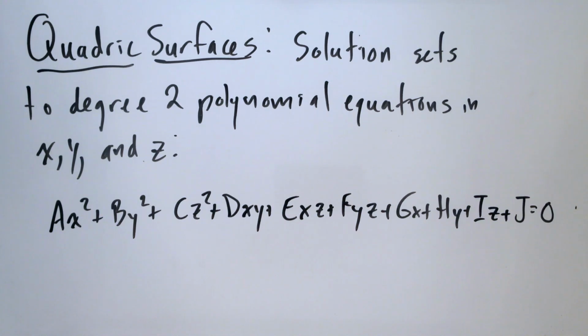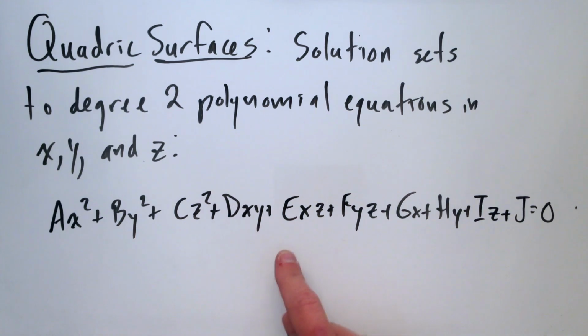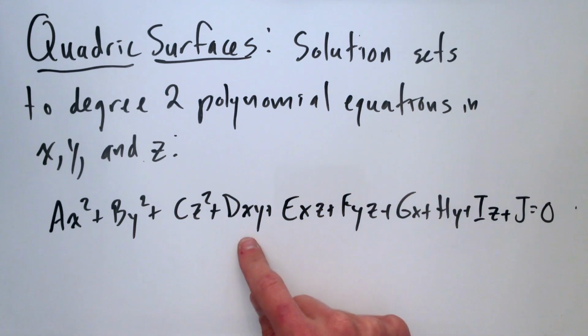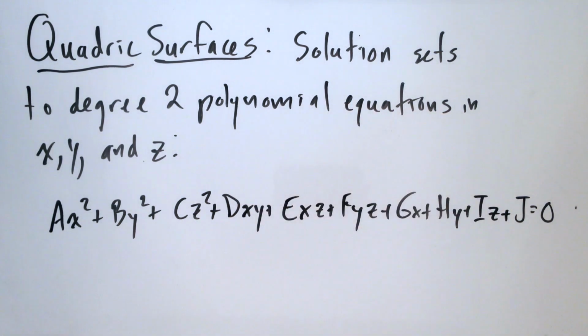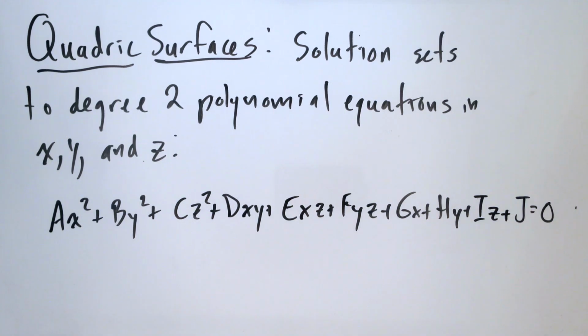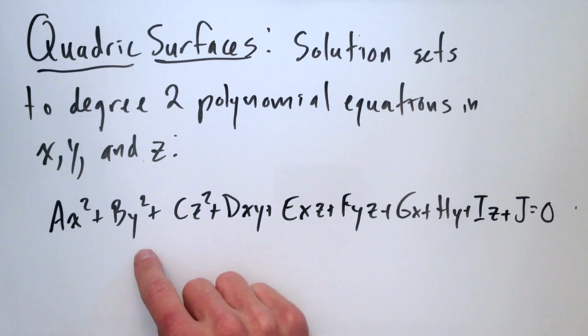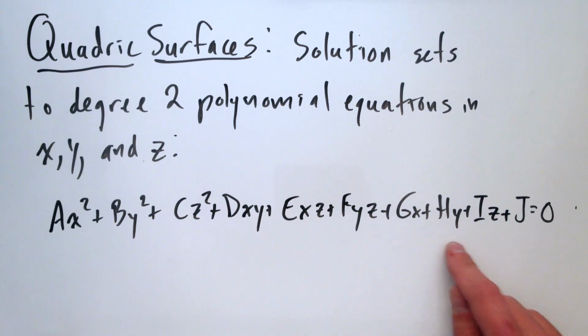And degree 2 specifically means that the power on x, y, and z is at most 2, or if we have x times y or x times z or y times z, the sum of the powers on them is at most 2. So that really boils things down to 10 possible sorts of terms: x squared, y squared, z squared, xy, xz, yz, xyz, and a constant.